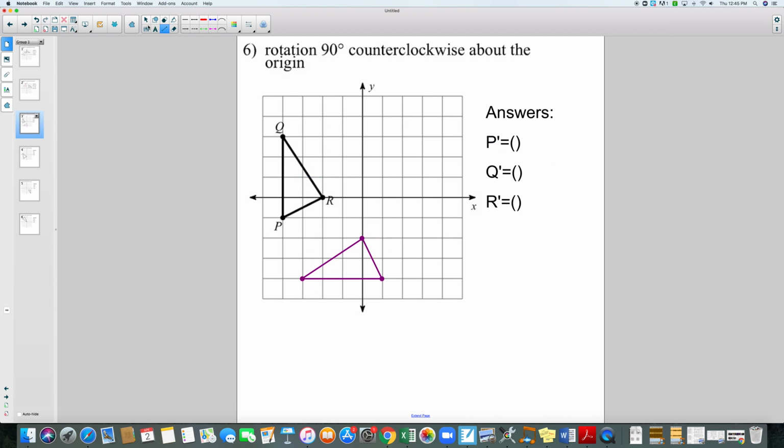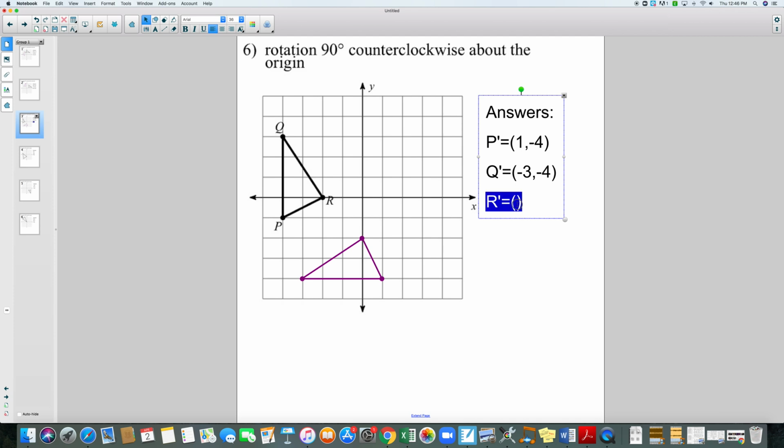Now let's determine our new coordinates from our prime variables. For P, P was originally here, and P prime is now here, so we are over 1, down negative 4. For Q prime, we originally were negative 4, positive 3. Now for Q prime we are over negative 3, down negative 4.